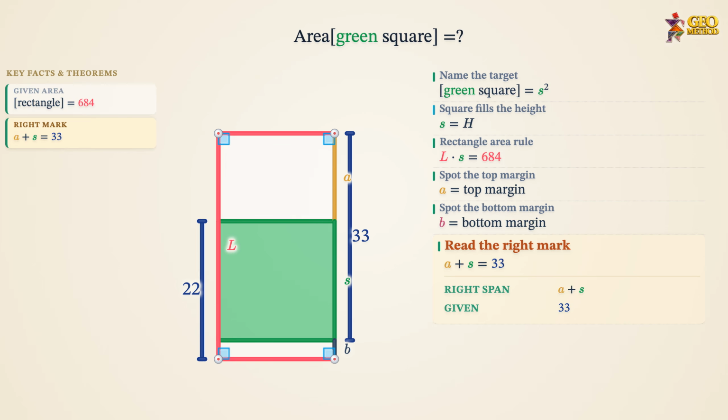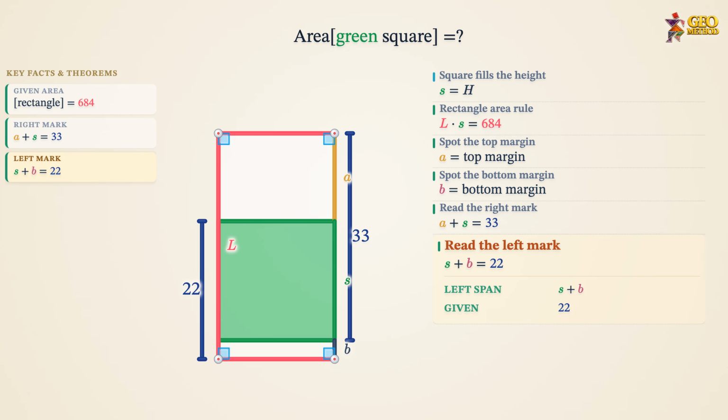The right mark of 33 runs from the top edge of the rectangle down to the bottom side of the square. That span covers the top margin A and then the square S, so A plus S equals 33. The left mark of 22 runs from the top side of the square down to the bottom edge of the rectangle. That span covers the square S and then the bottom margin B, so S plus B equals 22.